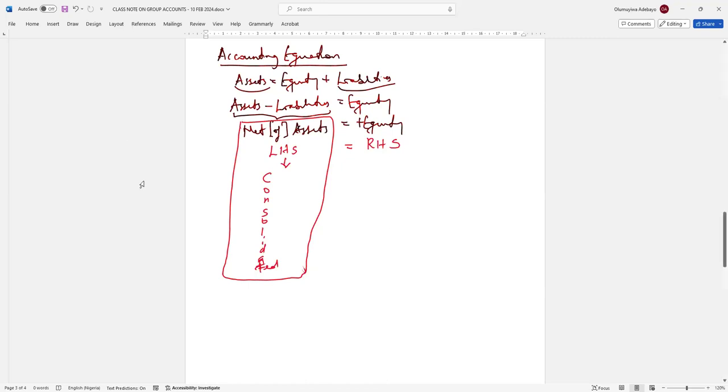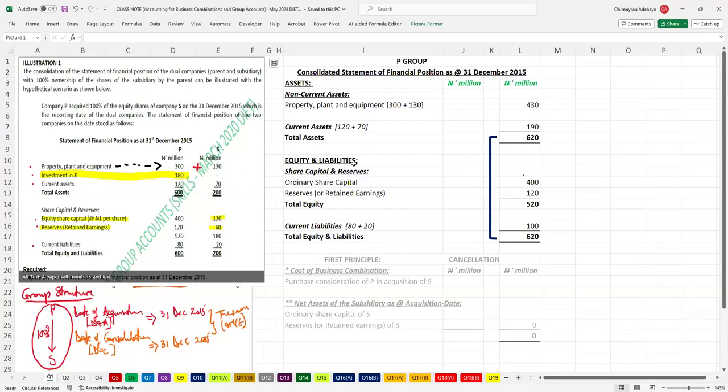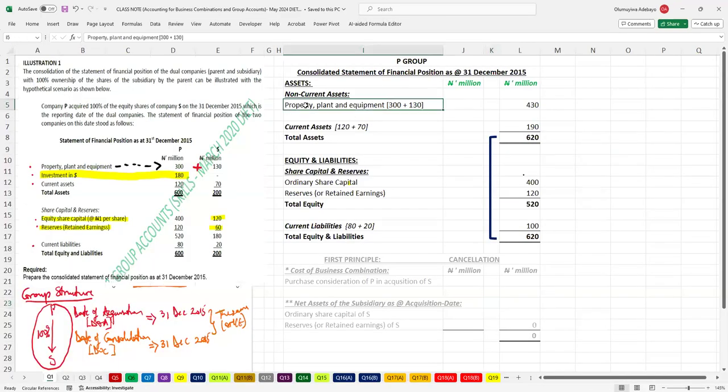And that is what makes us do what we did here. Let's go back to the Excel sheet. That's why we did what we did here. Each of the assets, if you observe, PPE, component of parent assets, and liabilities. Furthermore, what then happens to the equity side?